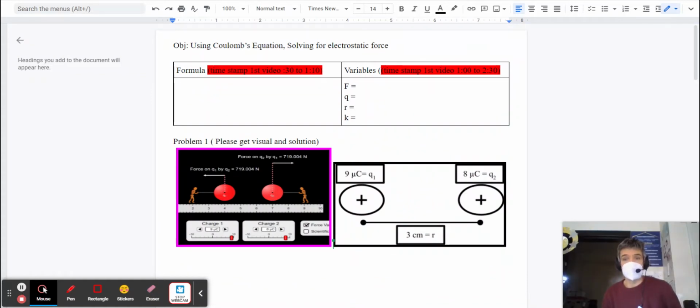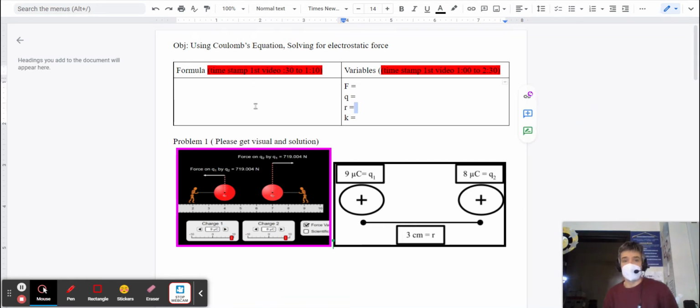All right, here's our objective. We want to use Coulomb's equation for solving for electrostatic force. This video is going to be a little different in that I'm going to just write stuff down on paper. That's not typically what I do.